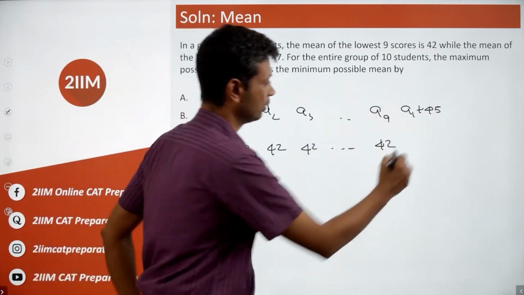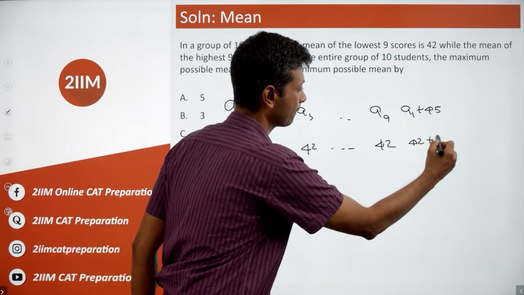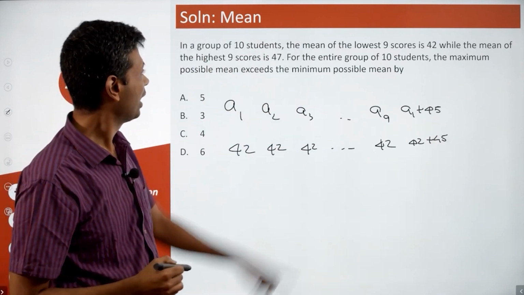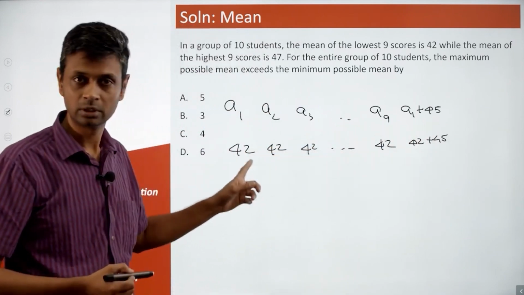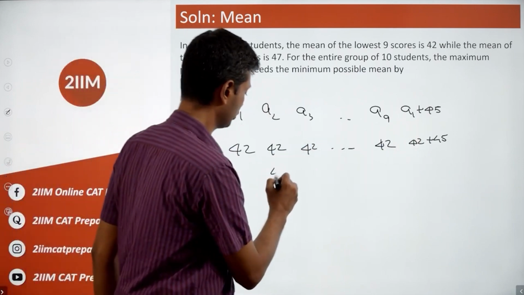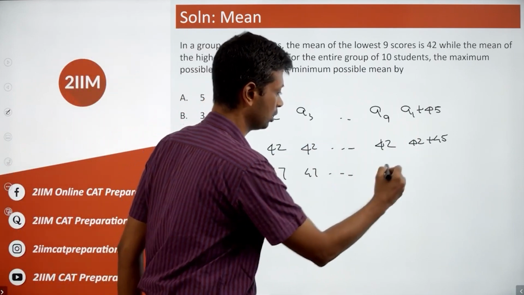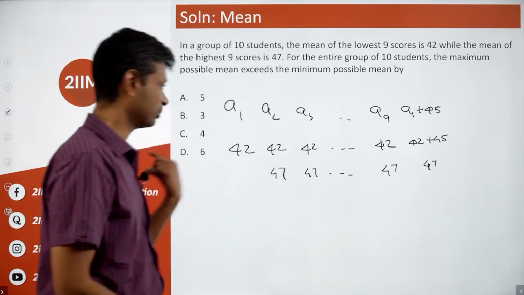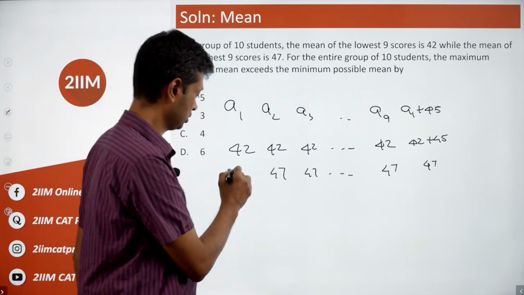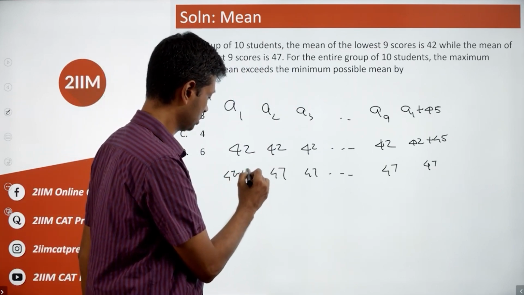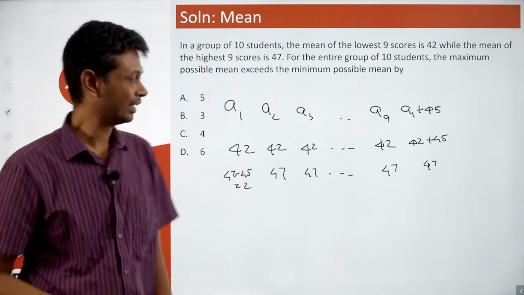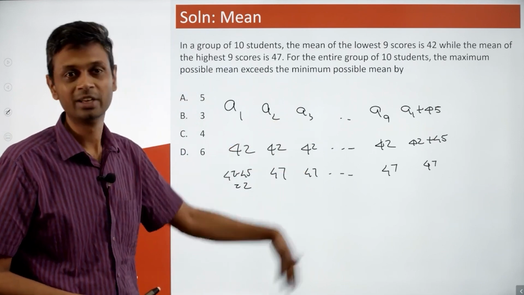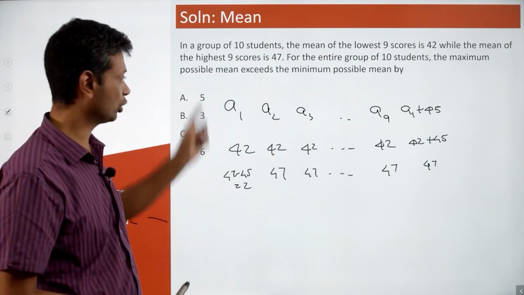And that number will be 42 plus 45. The other extreme will be the instance where each of the last numbers is 47. So you plonk this as 47, 47, 47. This number is also 47. The first number is 47 minus 45, which is 2. This will represent the minimum, this will represent one boundary, this will represent another boundary. Find the difference in the means, that's the answer you're looking for.